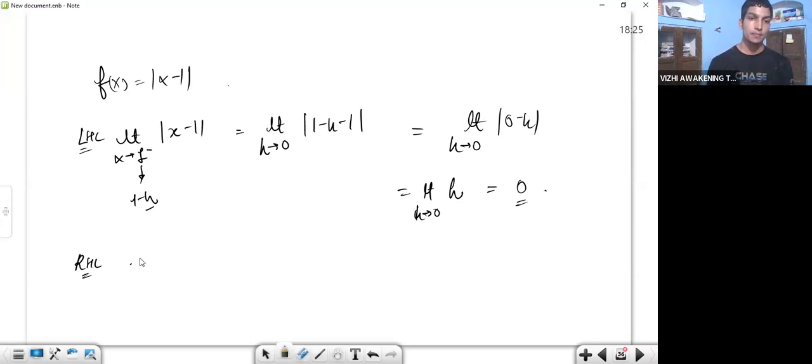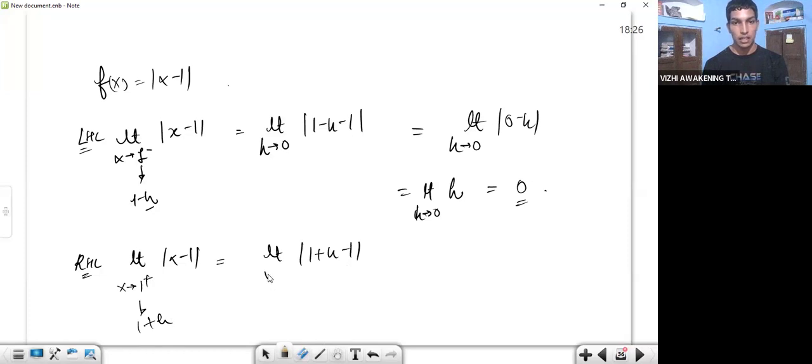Finding the right hand limit, our function is this. We are going from plus infinity to 1. Sorry for my bad handwriting. If you're not able to understand it, please say so that I'll correct or improve it. Now 1 plus means 1 plus h, because h is a very small value. So let's substitute it: |1 + h - 1|, and here h tends to 0. 1 minus 1 is 0, and this comes out to h, with h tending to 0. Again, it will be 0. So the left hand limit and right hand limit are equal, which means the limit exists.